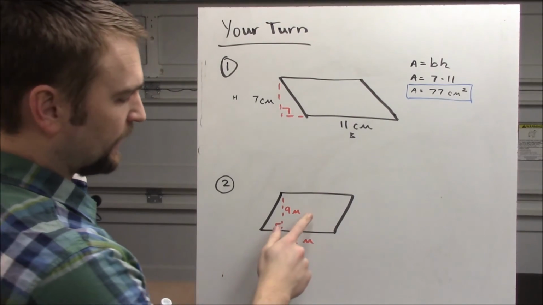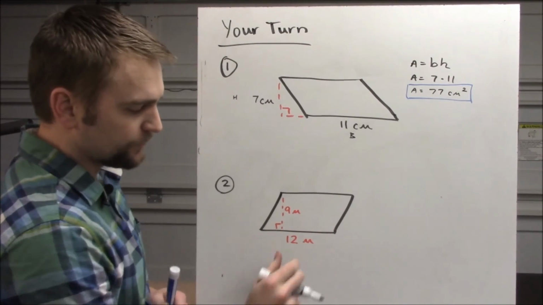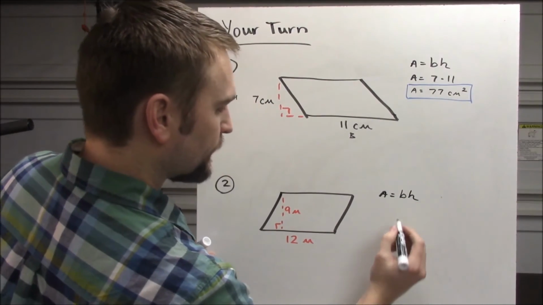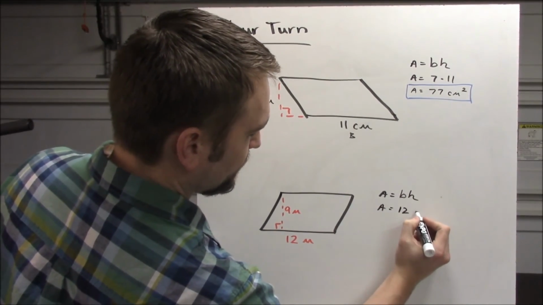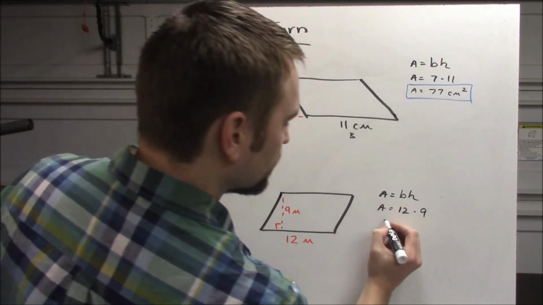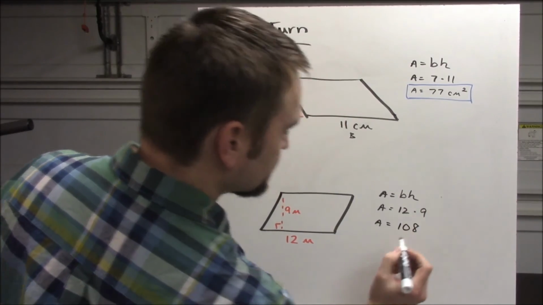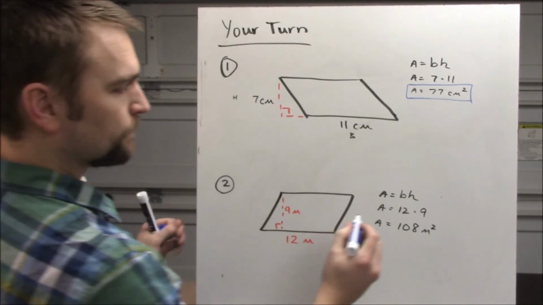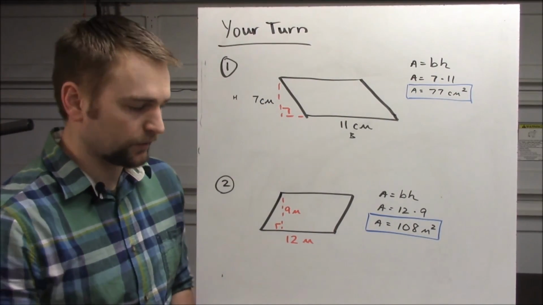All right, this one down here, we have a height of 9 meters and a base of 12 meters. So our area equals base times our height. If I'm sticking with the order, our area equals 12 times 9. All right, and the area equals 108 meters squared. So there's my final answer for the area of that parallelogram.